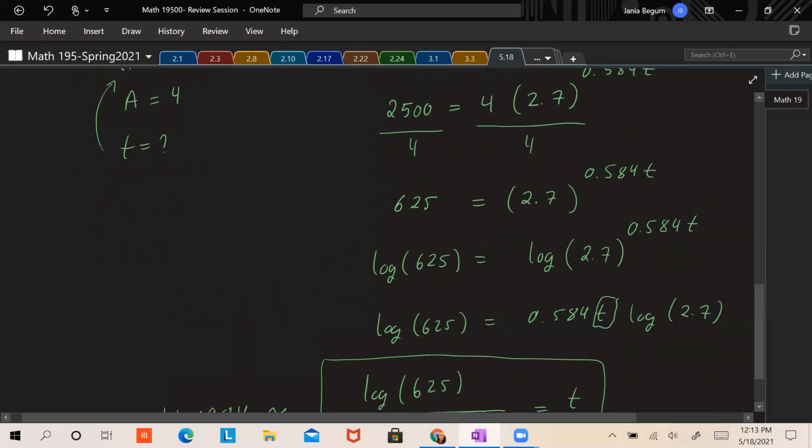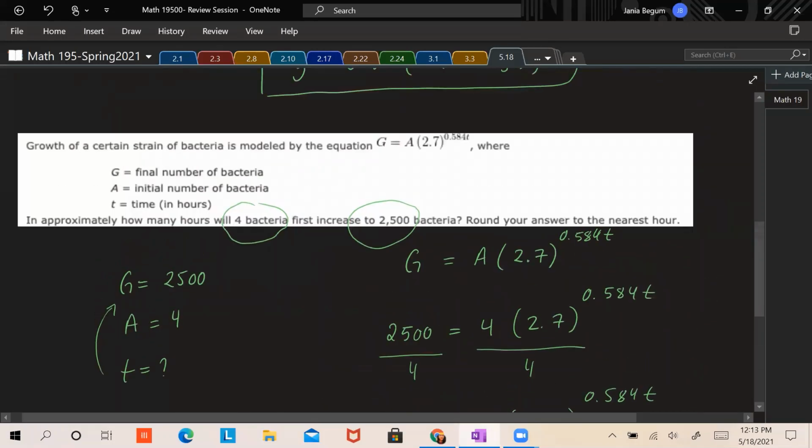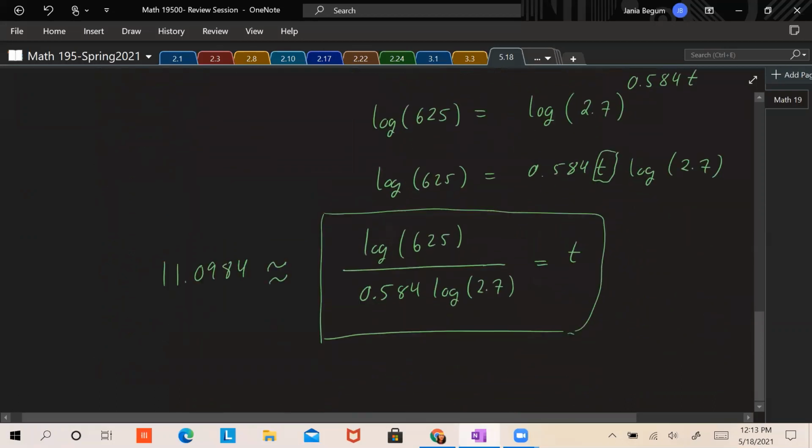Now what do we want to know? We want to approximate how many hours it will take for 4 bacteria to first increase to 2,500, and round it to the nearest hour. So, well, we know it takes 11 hours and a couple more seconds to be at 2500. So that means I'm going to round this off to 12, because we have an extra little bit of time until we get to 2500, right? So that way I'm going to round up to 12 hours so that we have reached 2500 at the first count. What I did was I just left it as 11 and I got that.